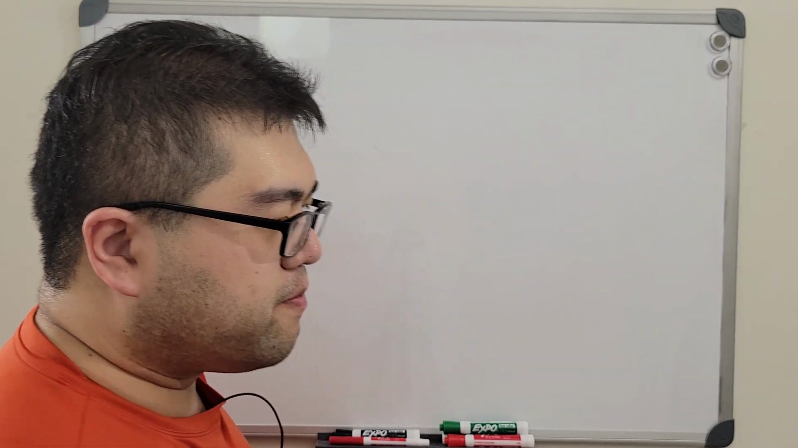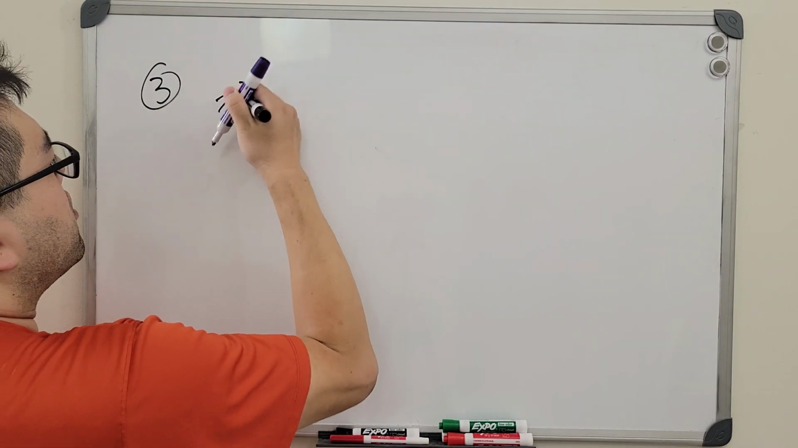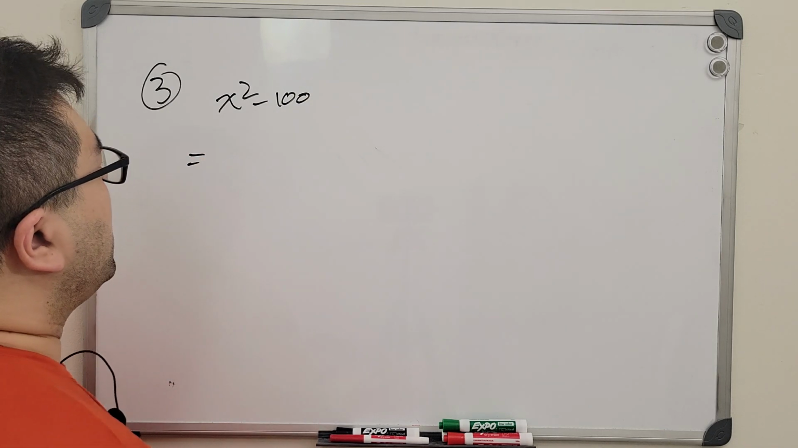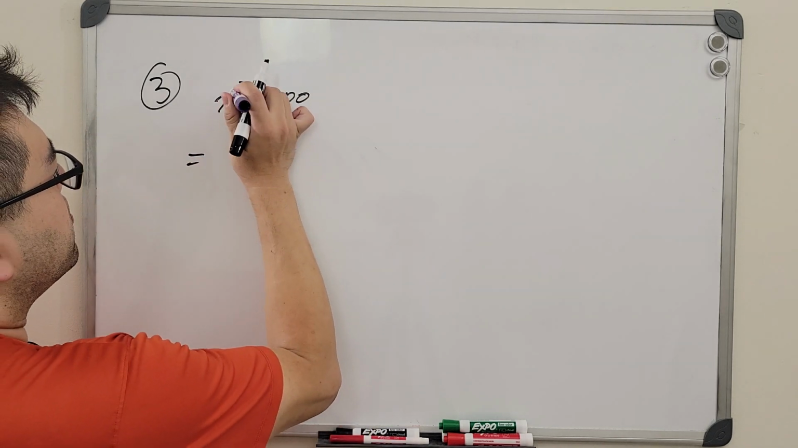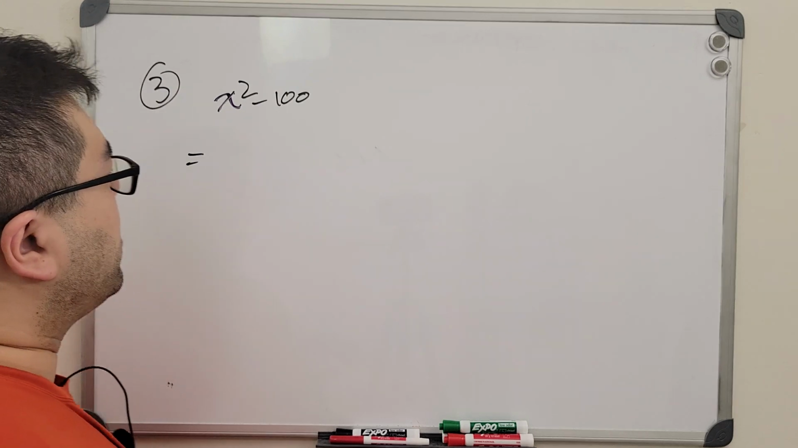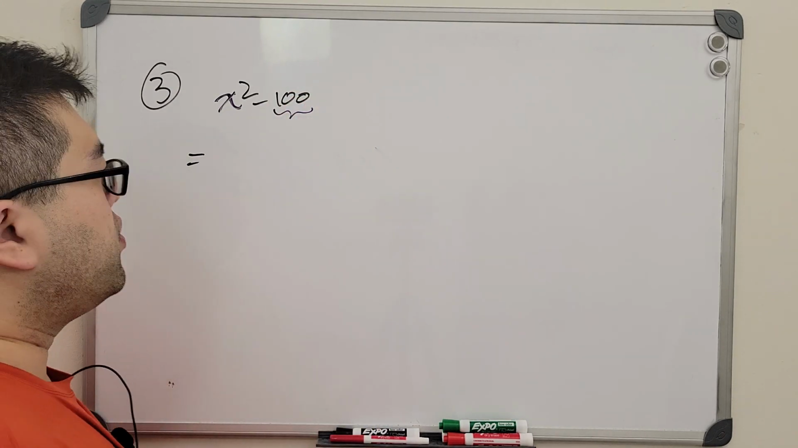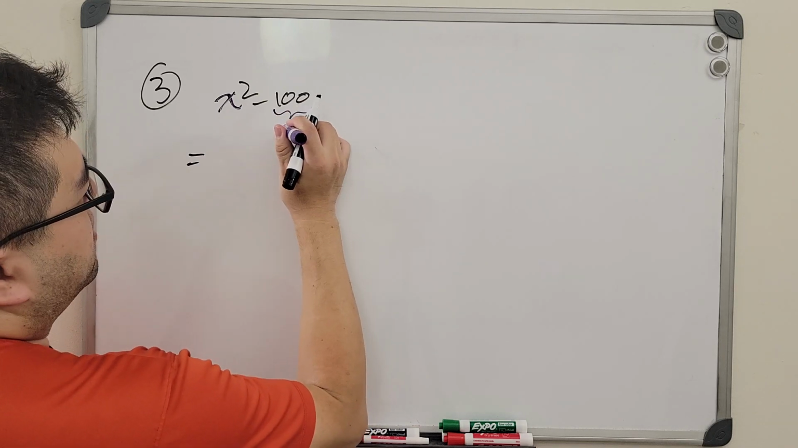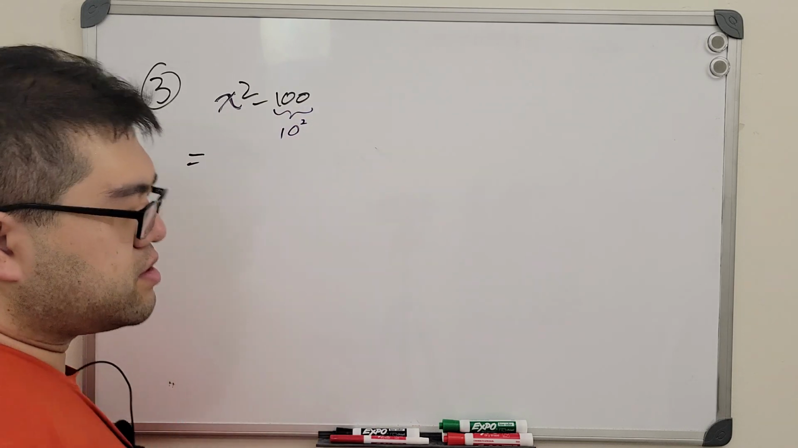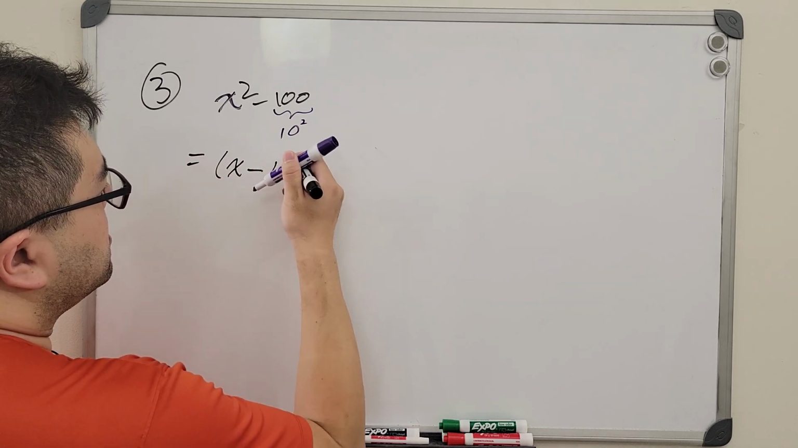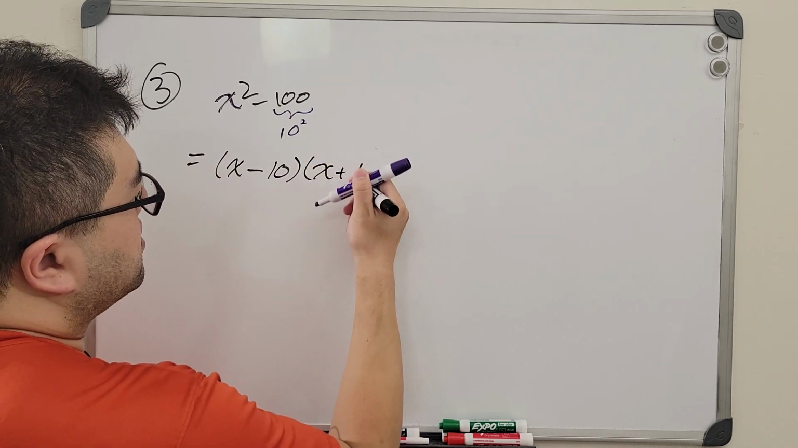Another example is the following. How do we do it? Again, we have x squared, so our A will be x. Then minus 100, what is the square root of 100? Well, it is 10. So we will just factor it out as x minus 10 times x plus 10.